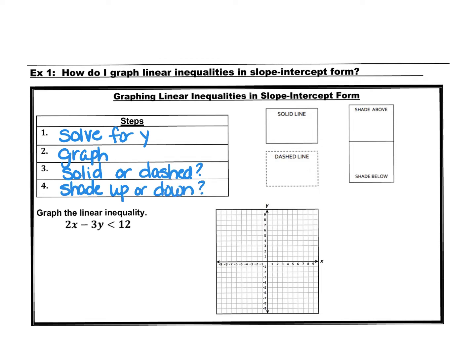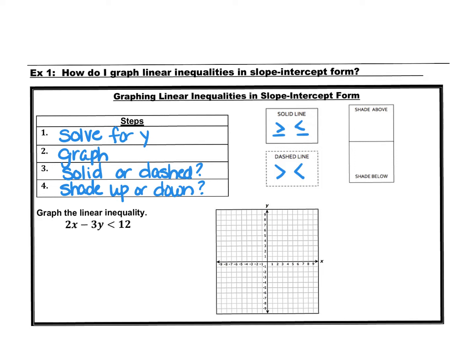All right, so a solid line is going to be like when you have your closed dot when we graph the other inequalities. So greater than or equal to or less than or equal to are going to be the inequalities where you're going to have the solid line. The dashed line is when you're going to have greater than or less than. It's like the open dot, all right?